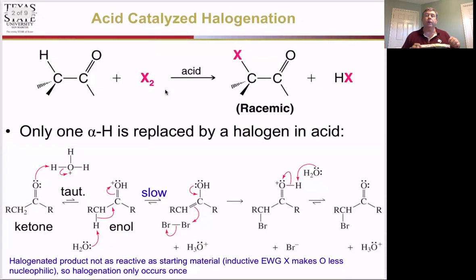Because we can form those enolates, because we can form that enol-keto tautomerization with acid or base, we're going to use acid in this case to generate an alpha halogen, okay? So in the case of this acid catalyzed system, we end up getting a single replacement of one of the hydrogens in the alpha position with the halogen, okay? So let's look at the mechanism of how this works here.